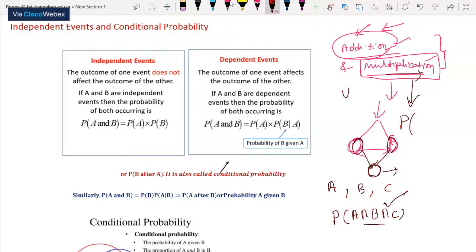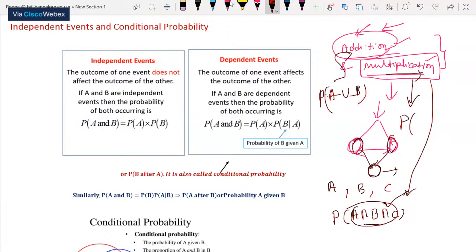Whenever you use union between the events, we use the addition theorem to expand. Similarly, whenever I have to give connectivity between the events using intersection, to simplify this we use the multiplication theorem. Whenever we apply the multiplication theorem, we have to know whether the events are independent or not. If the events are independent, there is a different formula for the multiplication theorem. If they are dependent, they have a different formula.